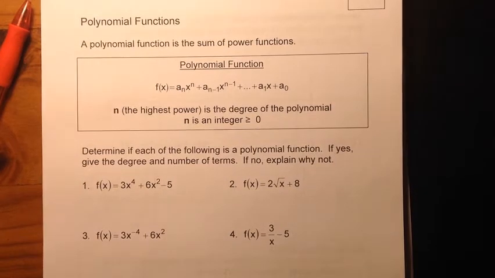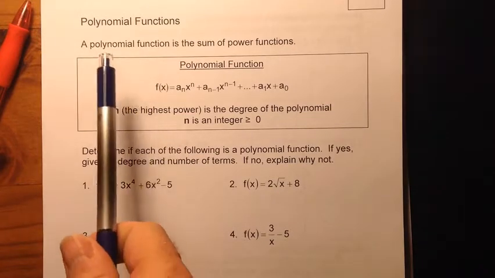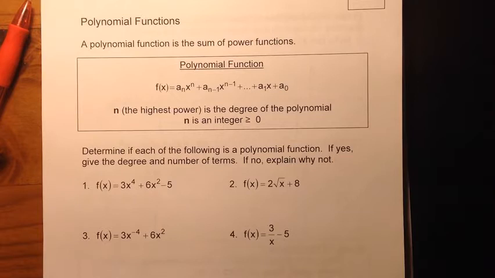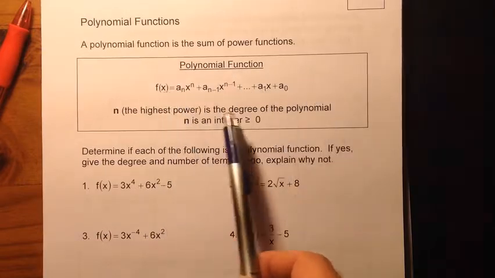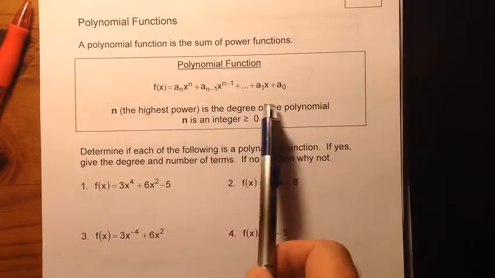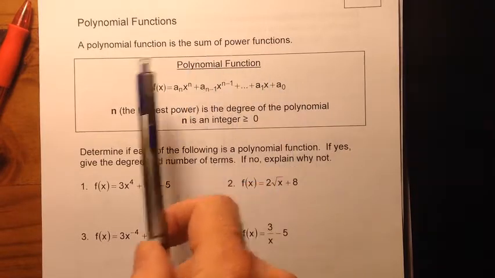Alright, so this is lesson 2 of unit 3. Today we're going to talk actually about polynomial functions. Yesterday we looked at power functions, and so now we actually get to polynomials. So we start off here with: a polynomial function is the sum of power functions. It could also be differences, but it's going to be power functions added or subtracted together that give us a polynomial.